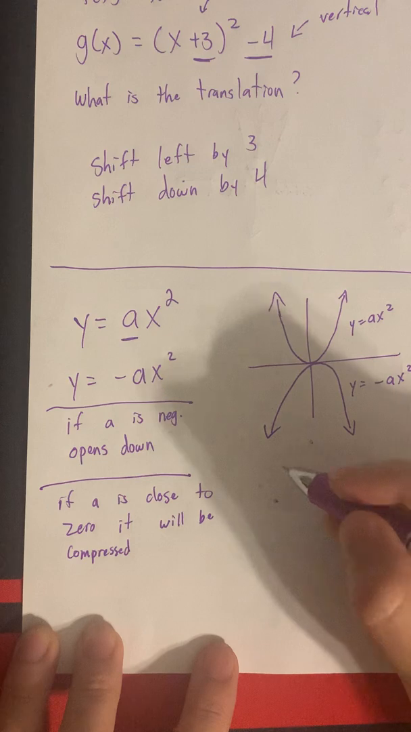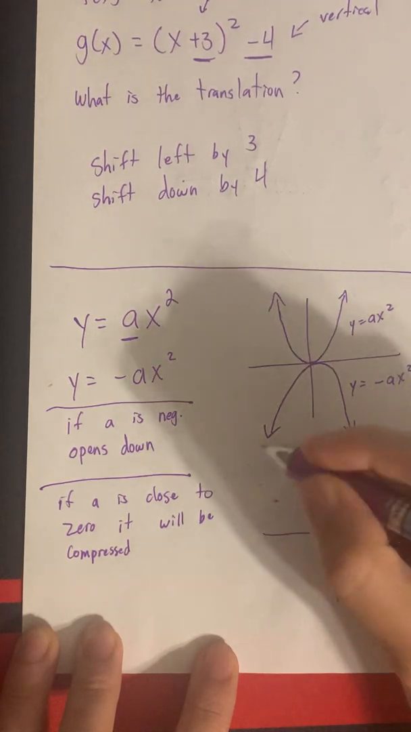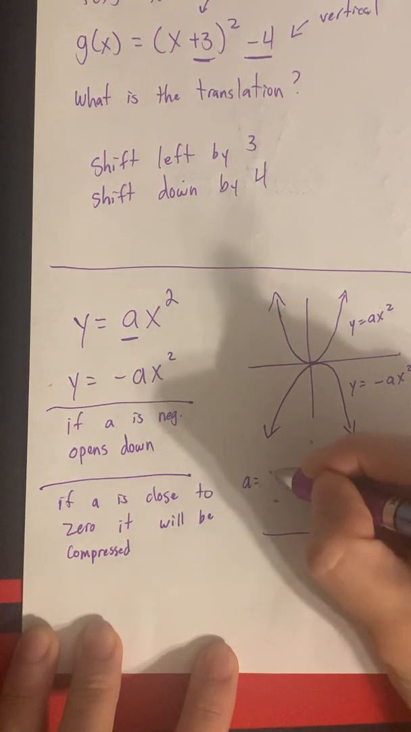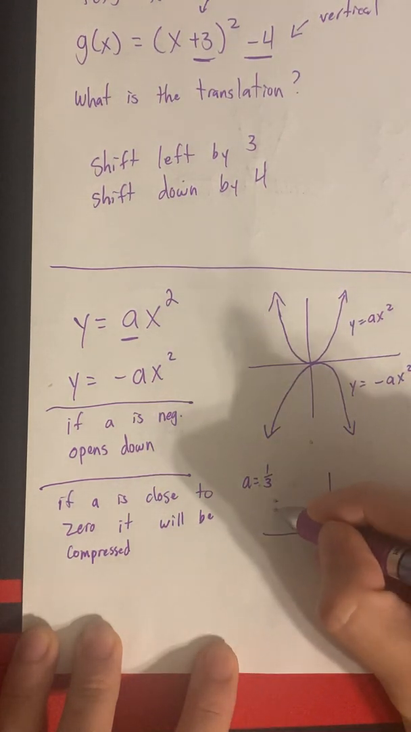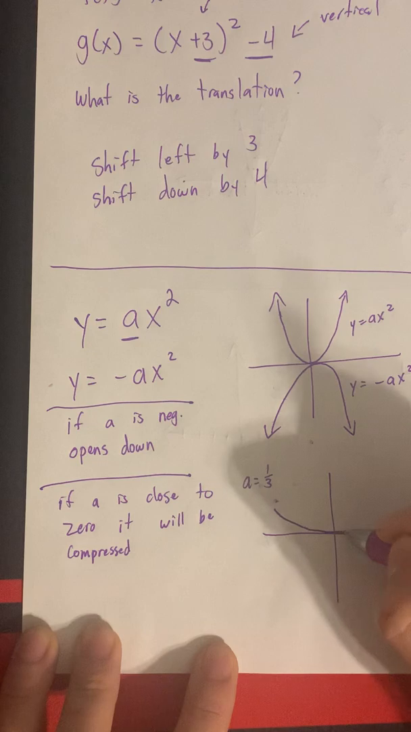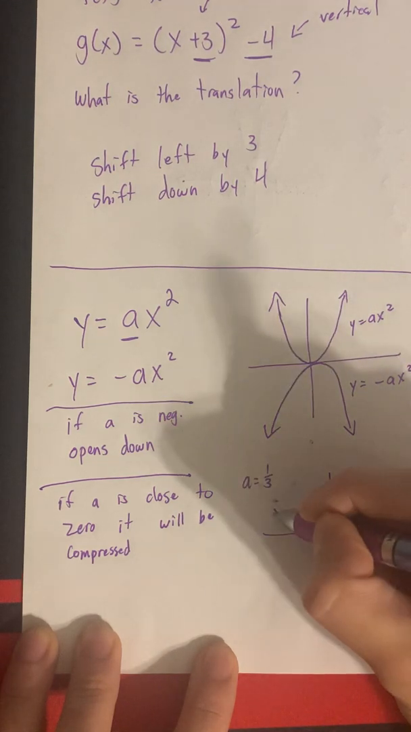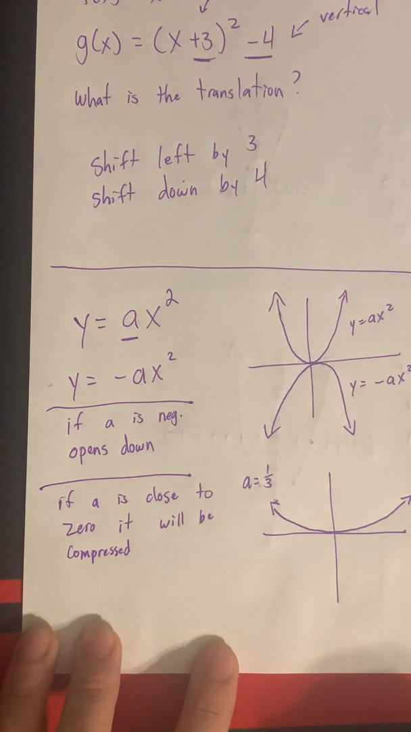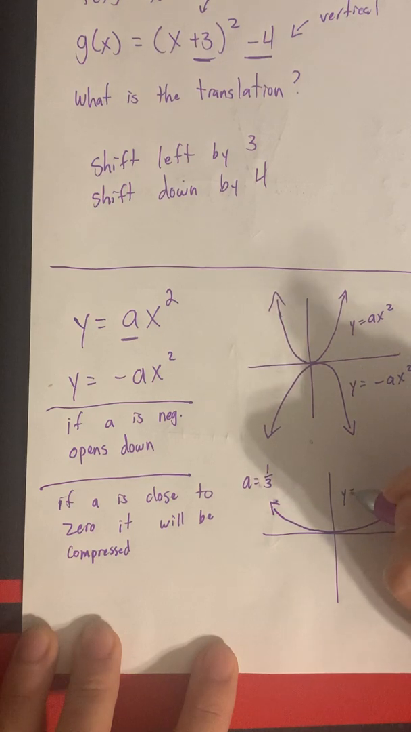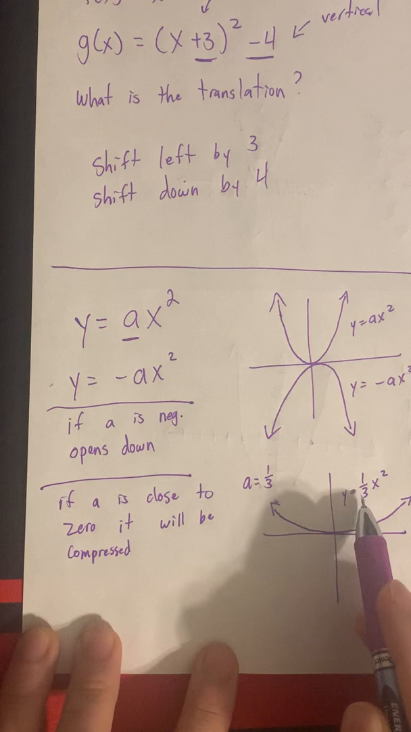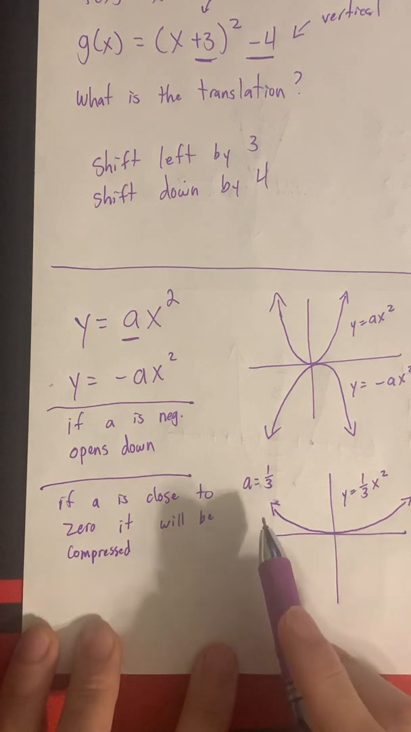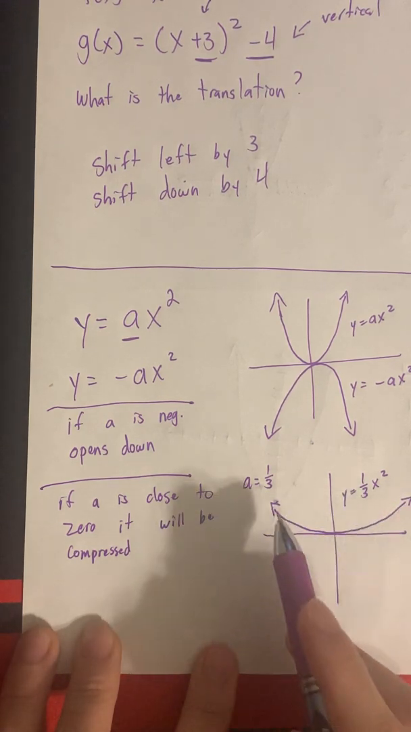All right, so let's say our a is equal to 1/3. This is what it's going to look like. The graph is going to be squished. So this is the graph y equals 1/3 x squared. If our a value is closer to 0, it'll open up a little bit wider.